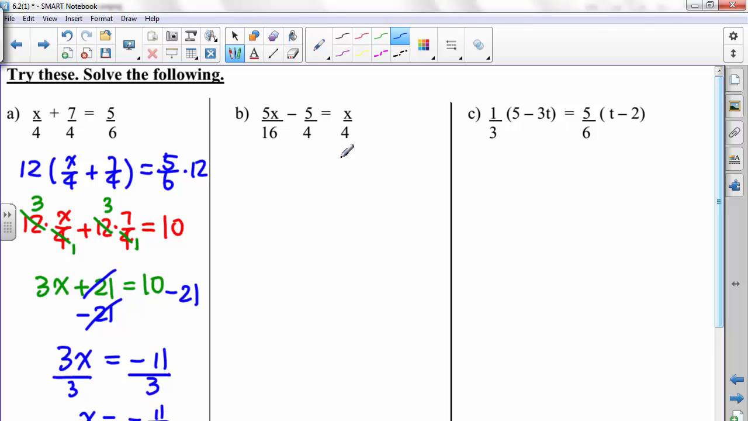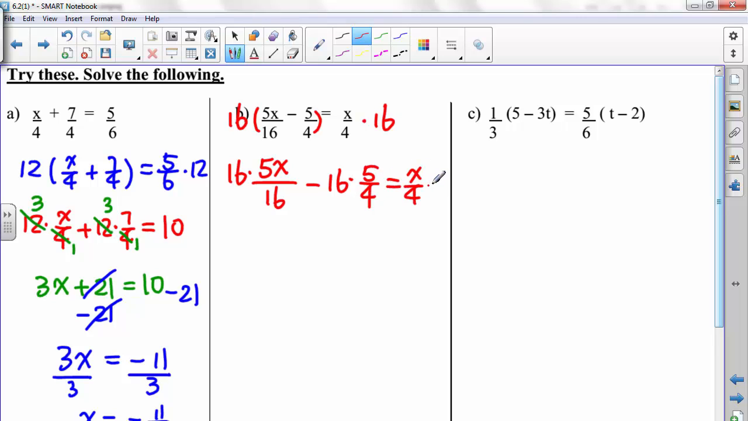Let's look at the second one. The denominators are 16 and 4. What is the lowest common denominator for 16 and 4? We can find the lowest common denominator is 16. So I multiply both sides of the equation by 16. 16 times the brackets. Let's remove the brackets first. 16 times 5x over 16 minus 16 times 5 over 4 equals x over 4 times 16.